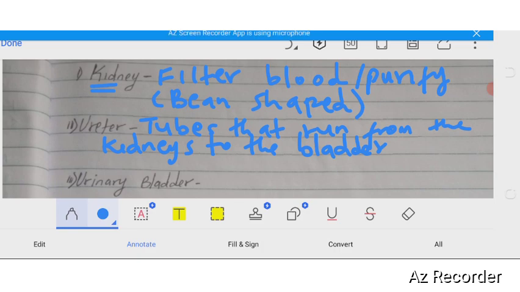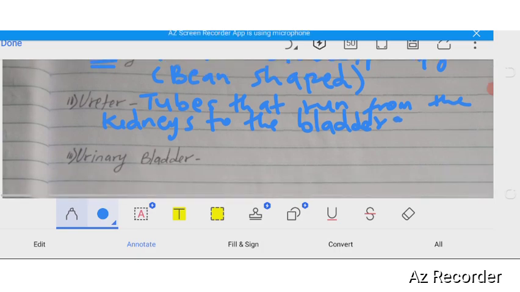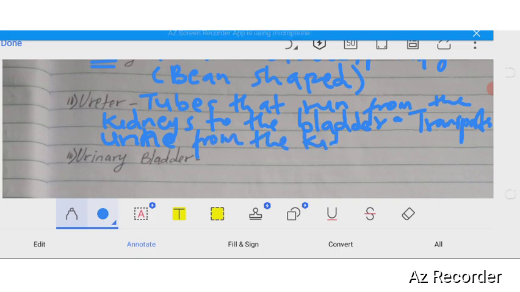And what is their main function? Their main function is to transport urine from the kidney to the bladder.